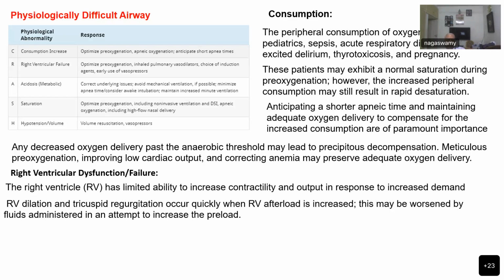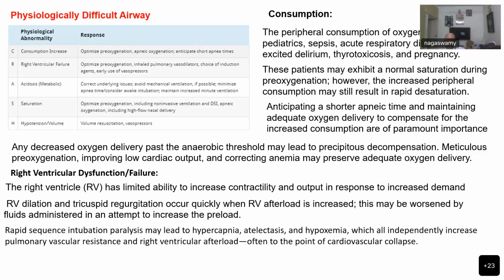And this may be worsened by fluid administration in an attempt to increase the preload. So you must be very, very careful in loading these patients who have an established RV increased afterload. And rapid sequence intubation and paralysis may lead to hypercapnia, atelectasis, hypoxemia, which all independently increase the pulmonary vascular resistance and right ventricular afterload, often to the point of cardiovascular collapse.